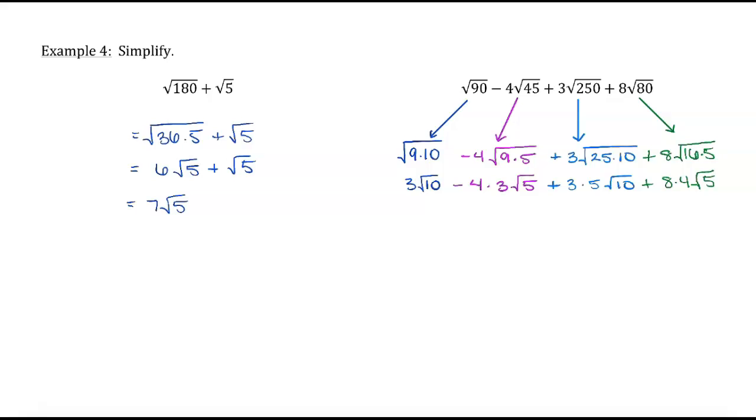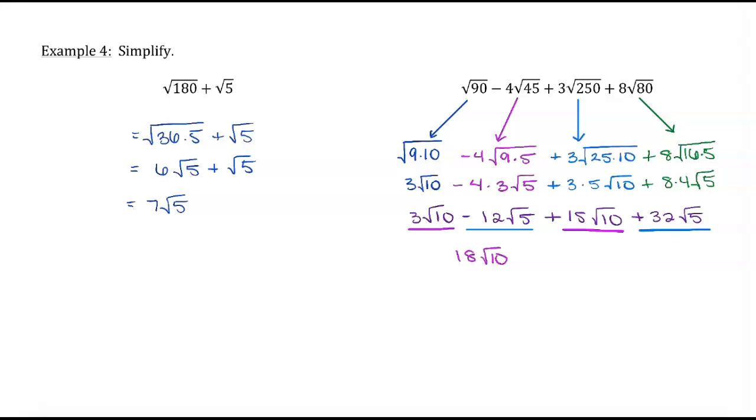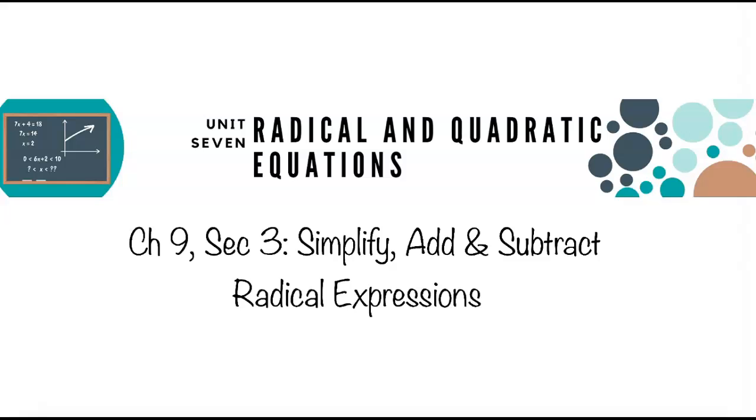Quickly simplifying each term, we have 3 times the square root of 10 minus 12 times the square root of 5 plus 15 times the square root of 10 plus 32 times the square root of 5. We have a 3 root 10 and a positive 15 root 10 for a total of 18 root 10. We have negative 12 root 5 and positive 32 root 5 for a total of 20 root 5. Now we have simplified this expression by combining like radicals. And that will conclude this lecture video on simplifying, adding, and subtracting radical expressions.